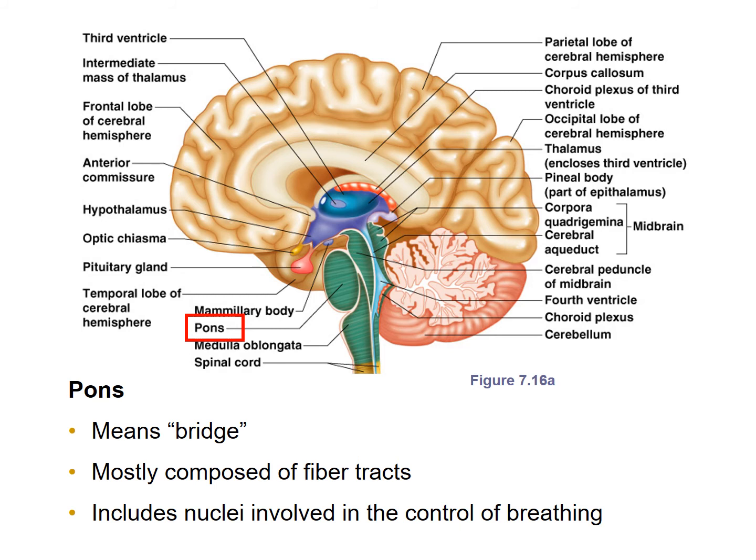Pons literally means bridge. It contains fiber tracts which connect the spinal cord to the diencephalon, the spinal cord to the cerebellum, and the cerebellum to the diencephalon. The pons also contains nuclei that are involved in the control of breathing, or at least an aspect of the control of breathing.